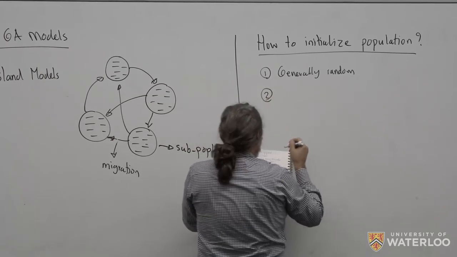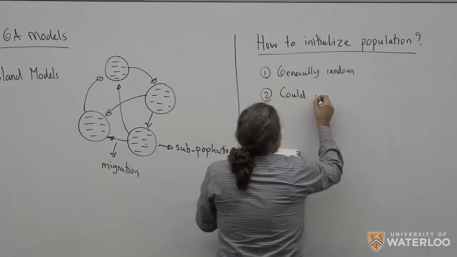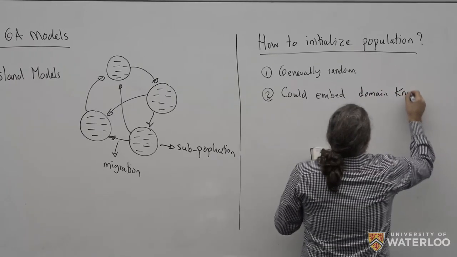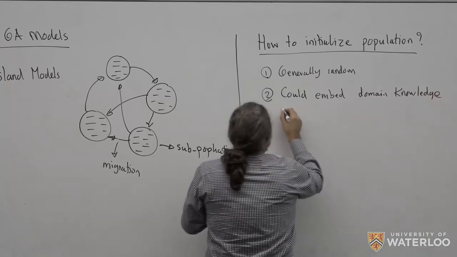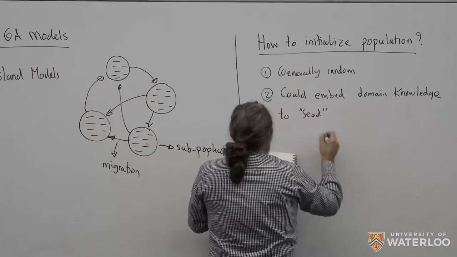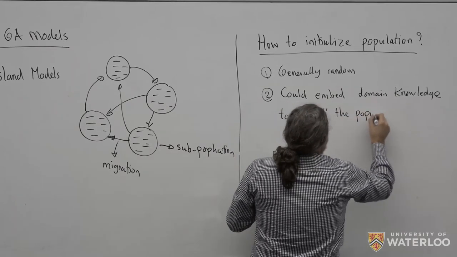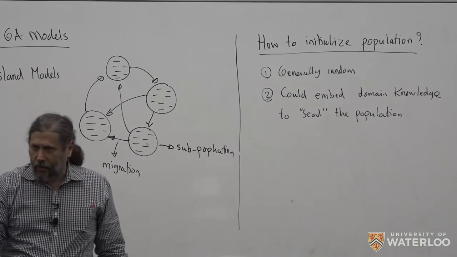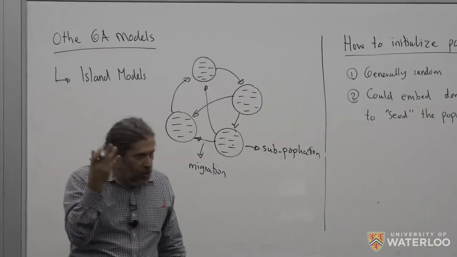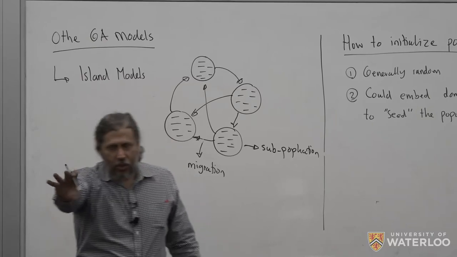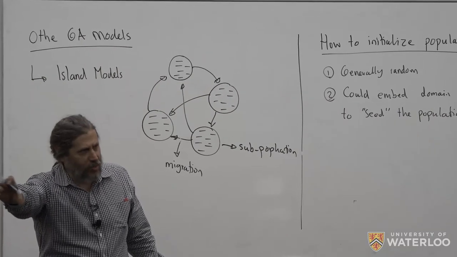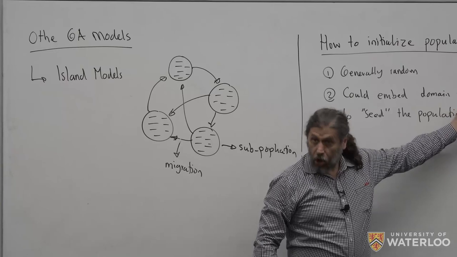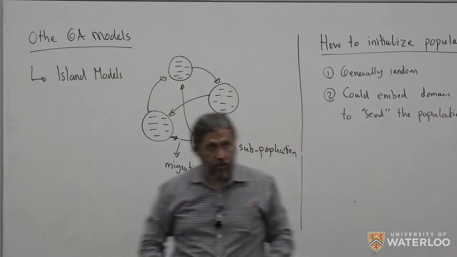And second, we could embed domain knowledge to seed the population. So if you know something about the problem, there is no reason to torture the algorithm. If you know something, give it to the algorithm and say, there could be good solutions here. Spend more time here. Why not? You are biasing it, of course, but is it really based on knowledge? Okay, then bias it. Bias is a good thing.